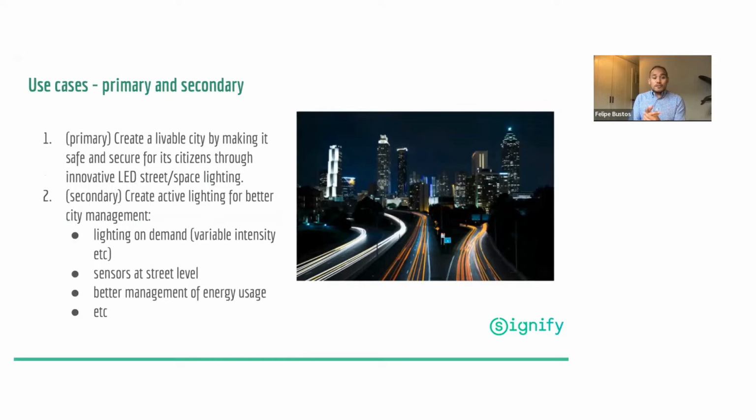There are also many potential uses that can be derived from this. We define the primary and secondary. So a primary use would be to create a livable city by making it safe and secure for the citizens through innovative LED street and space lighting and creating atmosphere and scenery, which is what we mentioned before. As a secondary use, we can also think of creating active lighting for better city management. There can also be lighting on demand. There can be sensors at the street level, and also better management of the energy usage, as we said before.